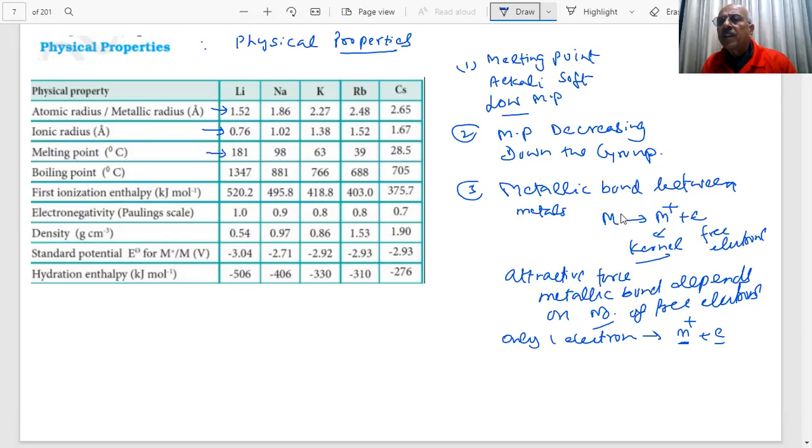So the metallic bond is weak. Therefore, if the metallic bond is weak, the energy to melt will also be less. They are soft as compared to transition elements, which have a stronger metallic bond. Here the metallic bond is weak as there is only one free electron per atom, because in the electron configuration you have seen they have one outermost electron in the s orbital. Is it clear?